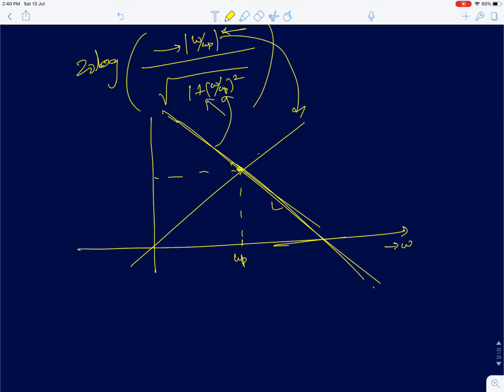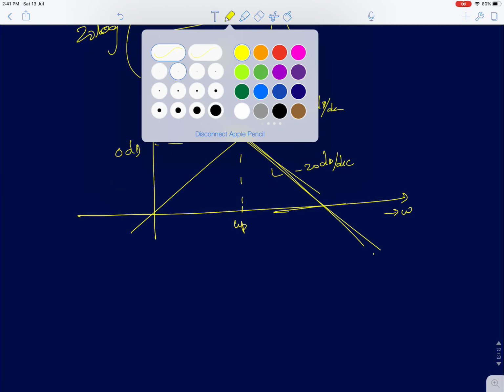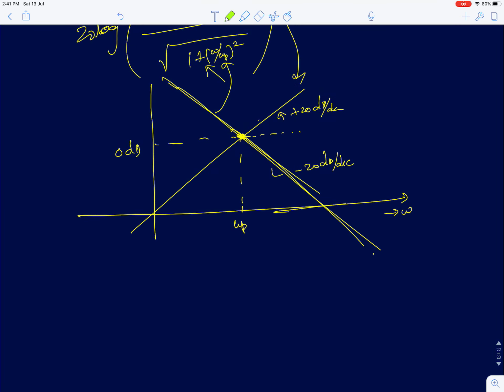This is decreasing at the rate of minus 20 decibels per decade, and this is increasing at the rate of plus 20 decibels per decade. So which means when you encounter the pole or 0 dB line, these two will cancel out and you will get a constant. Okay, so the actual shape of the curve is going to look like this.